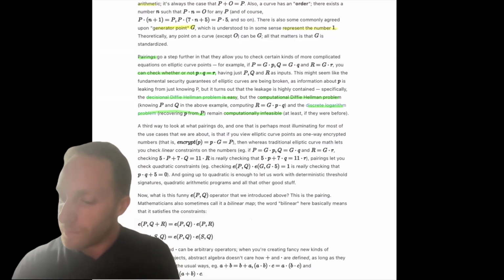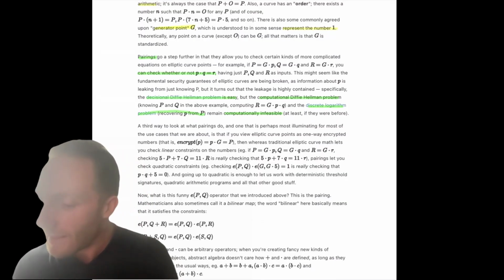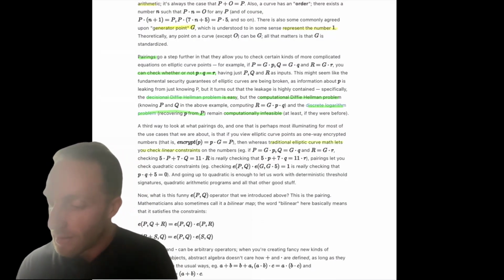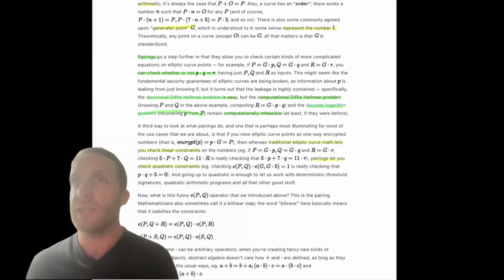Okay, so third way to look at what pairings do, what pairing is mostly limiting. Here he's also giving some more intuition. Again, traditional elliptic curve math lets you check linear constraints. Pairings let you check quadratic constraints. What is a quadratic constraint? It just means you have something to the square. What is the square? It's a multiplication. It's all just like saying the same thing.